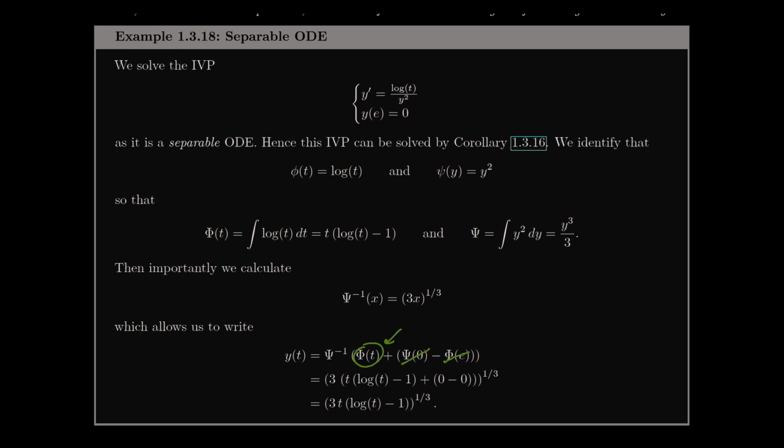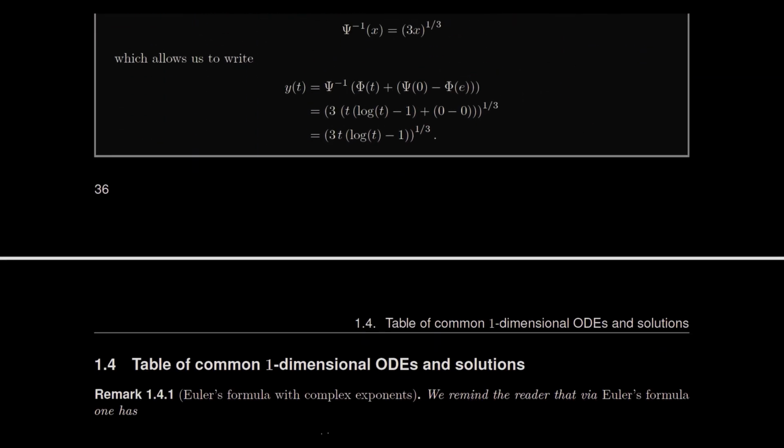Phi of t is going to be t log t minus t. And psi inverse, right? So this needs to go inside of psi inverse. Everything that results here needs to go into psi inverse. If psi inverse is this, if I place something inside of it, I'm replacing x, okay? So every x becomes that, which is where I'm coming out with 3 times t log t minus t, to the 1/3 power. So that's going to be the solution to my separable ODE.